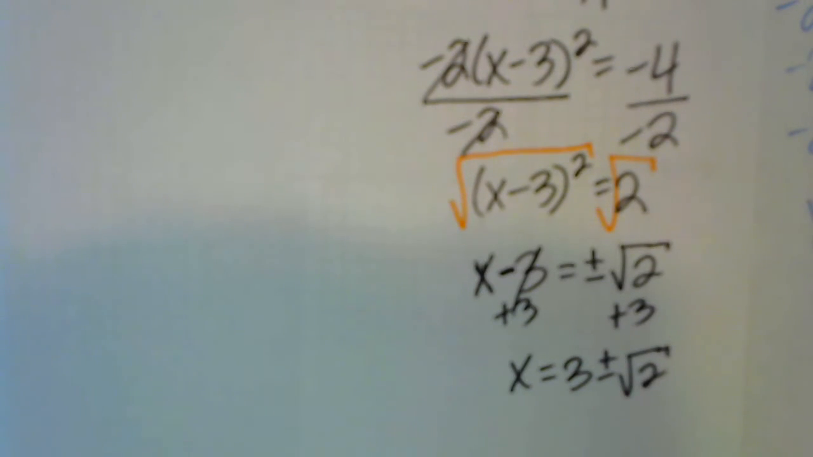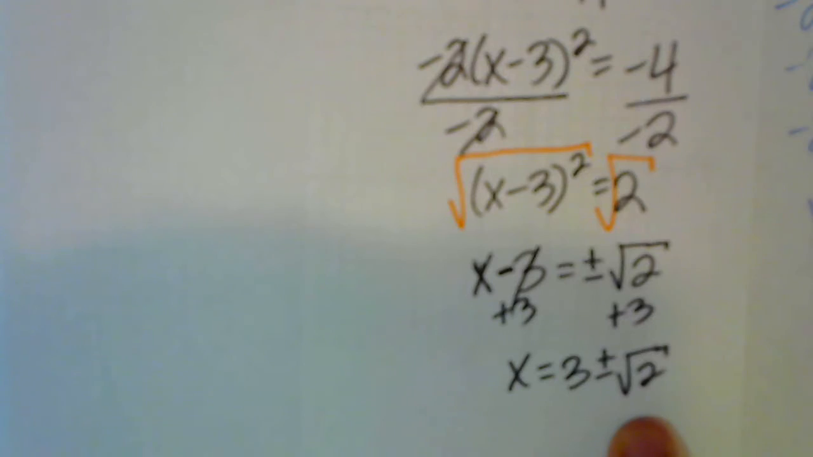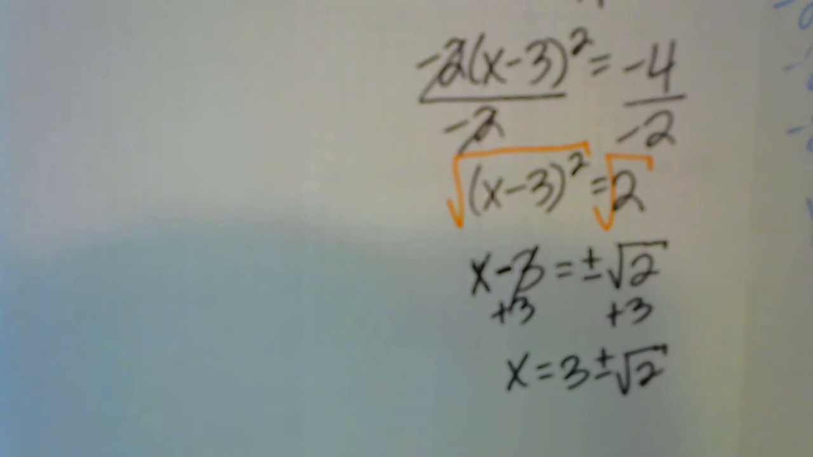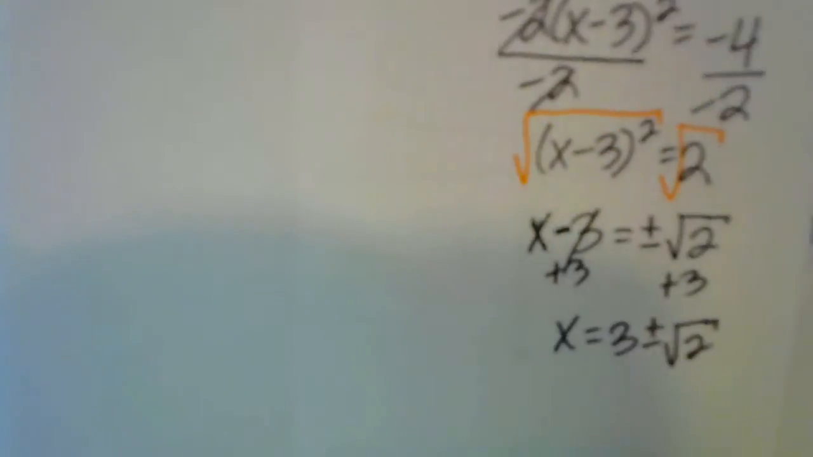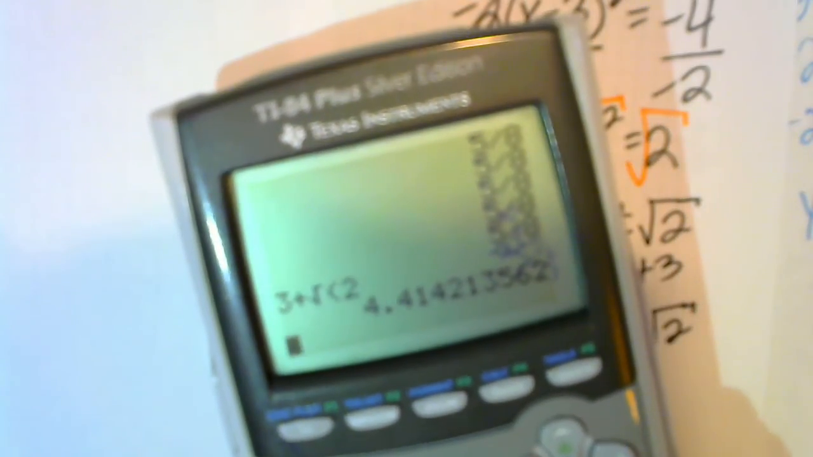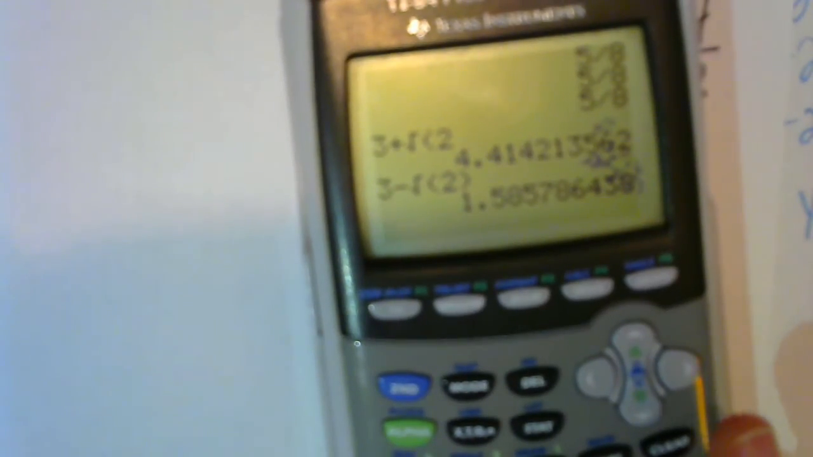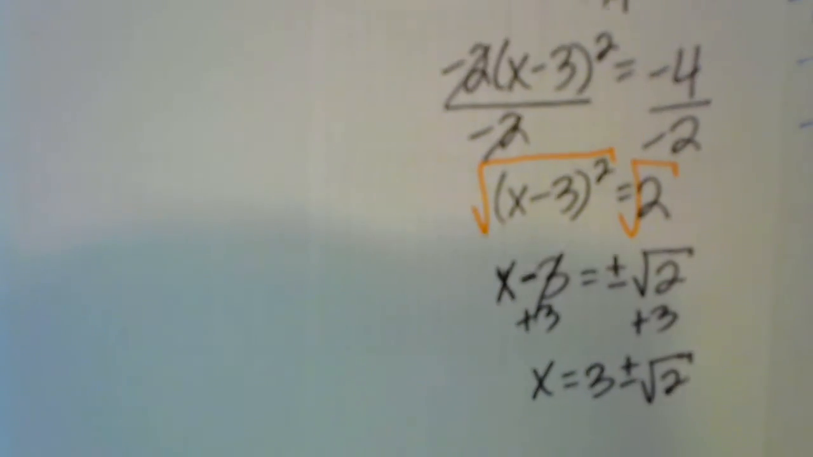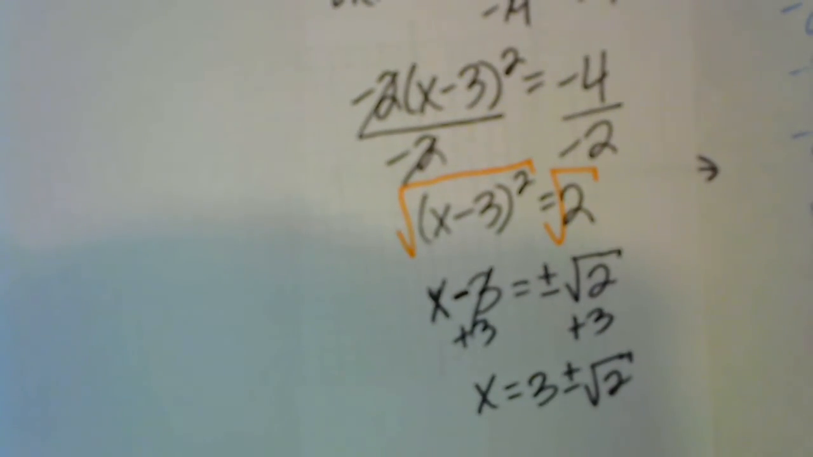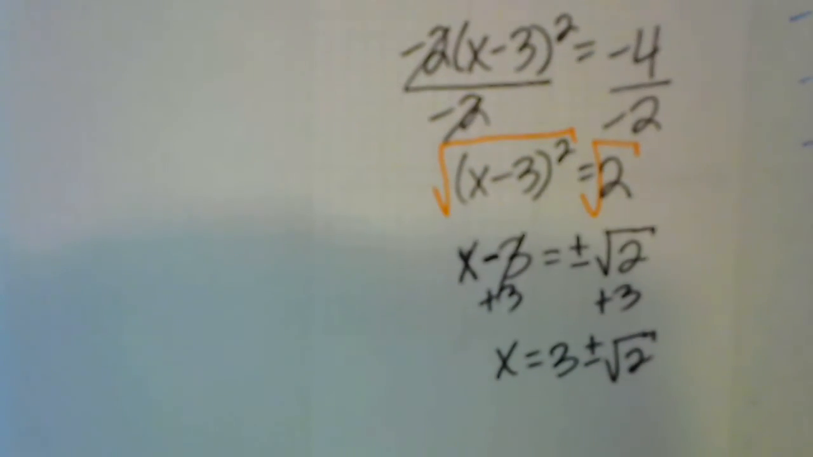Well, those are x-intercepts, but they're not going to be pretty to plot because it's a decimal. So technically speaking, I could put in my calculator 3 plus the square root of 2, and it gives me 4.4. And then I could do 3 minus the square root of 2, and it gives me 1.5. But those decimals I'd have to round to use, so it makes it a little bit harder. So I want to show you another way that you can get your points. But this just shows you an example of how I could keep solving.